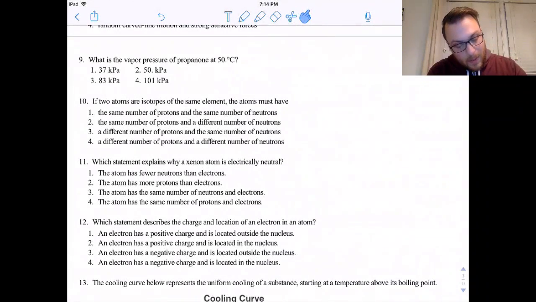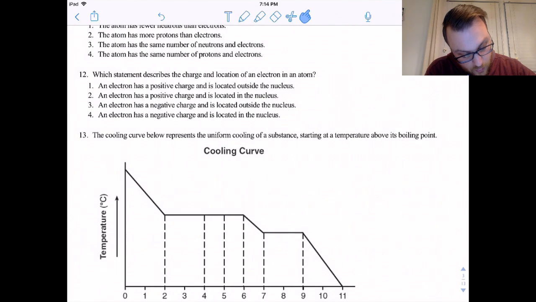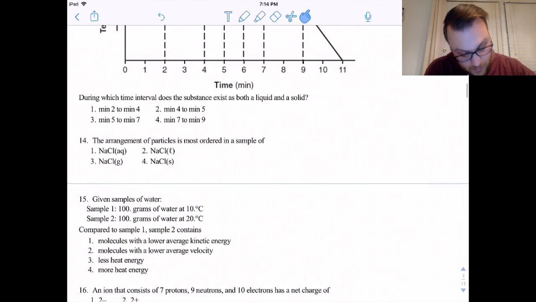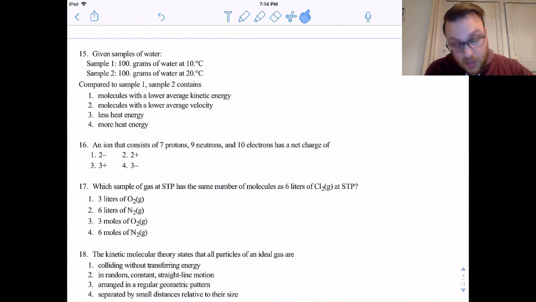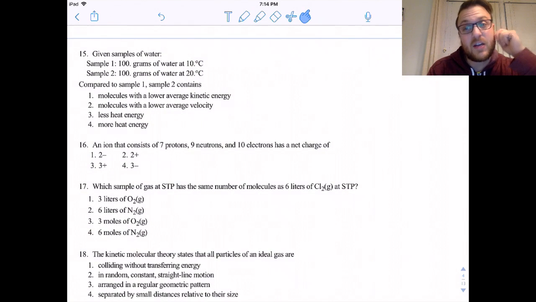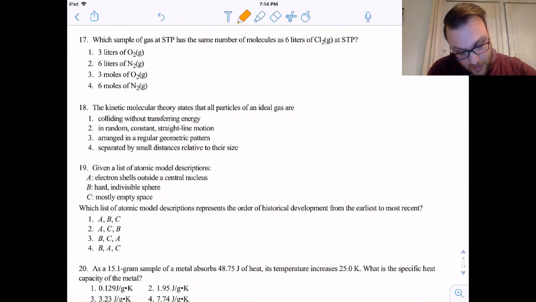Remember, when you see vapor pressure, you're going to think table H. Some of these things we went over in class, so I don't want to stress them too much. Again, I'd like you to do some of these on your own. I just want to go over some of the big ones, like 18.